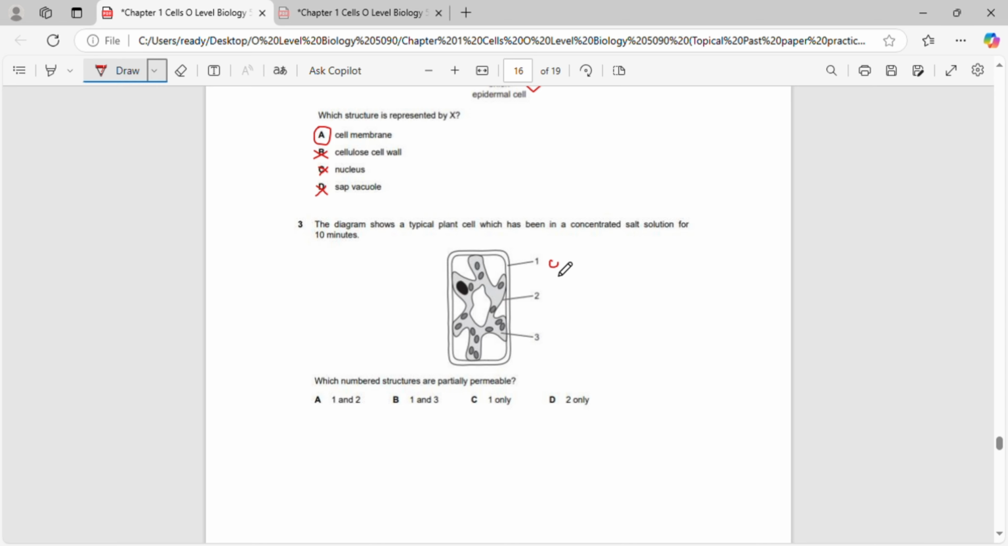1 is the cell wall. It's represented by the double boundary and it is the outermost layer of the cell. 2 is the cell membrane, which has undergone plasmolysis, meaning it has shrunk away from the cell wall. 3 is the cytoplasm, which is the interior of the cell, located inside the cell membrane. And we know that, among these, only the cell membrane is partially permeable. Therefore, the correct answer is option D.